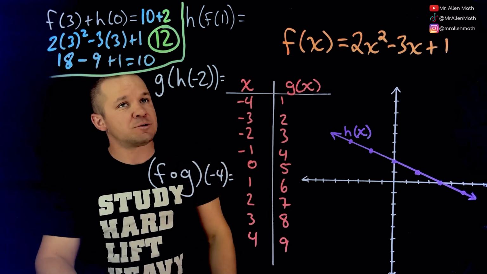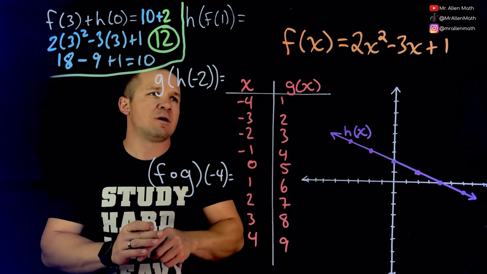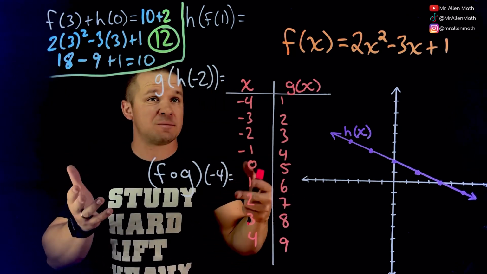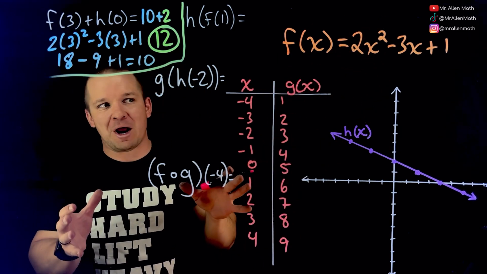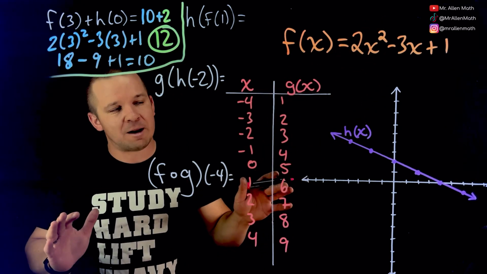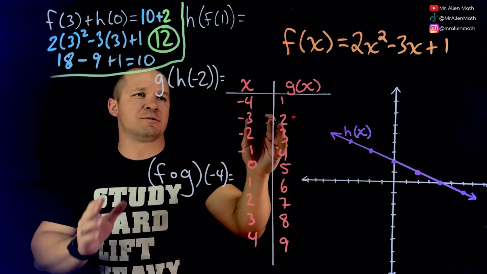Done. Next one. We have h of f of 1. So f of 1, again, I'm going to have to do some substitution here. So let's plug it in. I guess I'll work right up here. It gets a little cramped on the board sometimes. But a lot of math, a lot of fun, and it pops. The math pops with the neon markers, in my opinion.